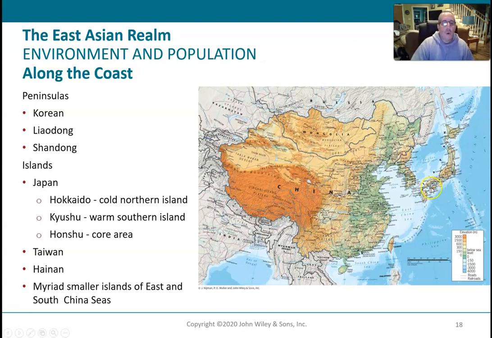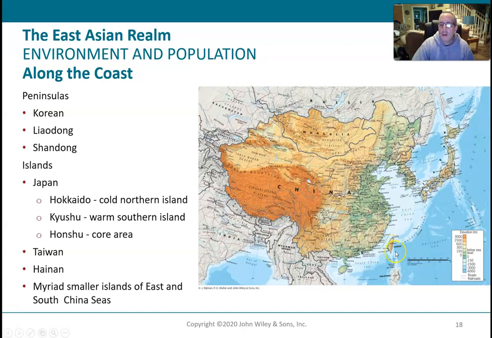And then you've got the core area, Honshu, is the core area. So Kyushu, Hokkaido, and then Honshu is the core area, kind of in the middle. And that's where all your major cities are going to be, and your industry and economic activity.